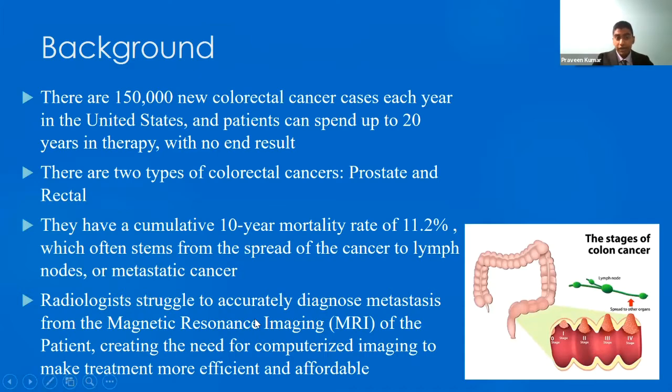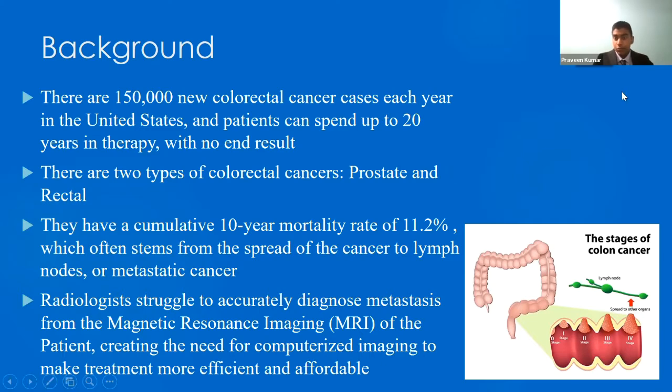Currently every year in the United States, there are 150,000 new colorectal cancer cases, and they have a typical mortality rate of around 11.2%, making it the second most deadly cancer in the United States. Some of the problems patients face is that they undergo 20-year-long treatments with no end success, and oftentimes they have to go through chemoradiation therapy for 10 plus years. Now, something that can actually help these patients is the earlier characterization of metastasis.